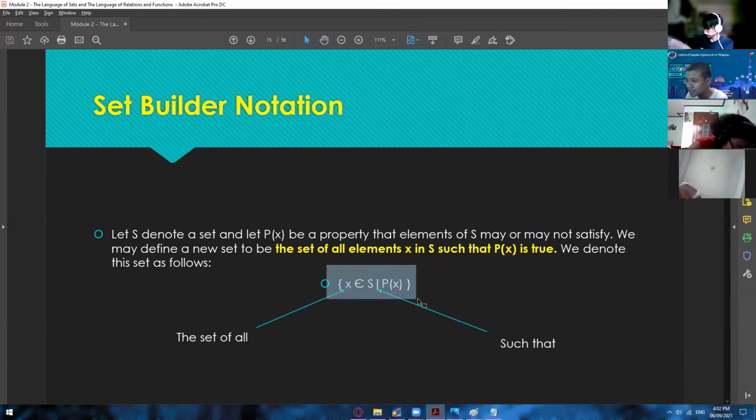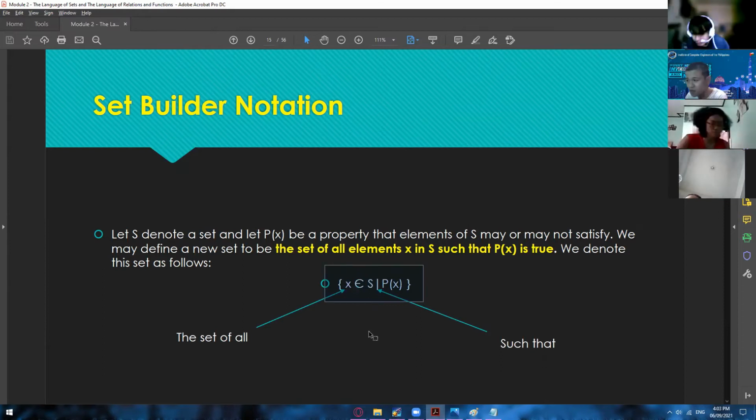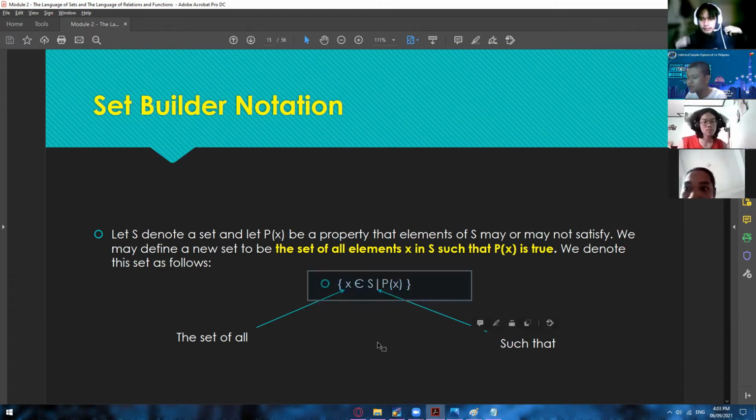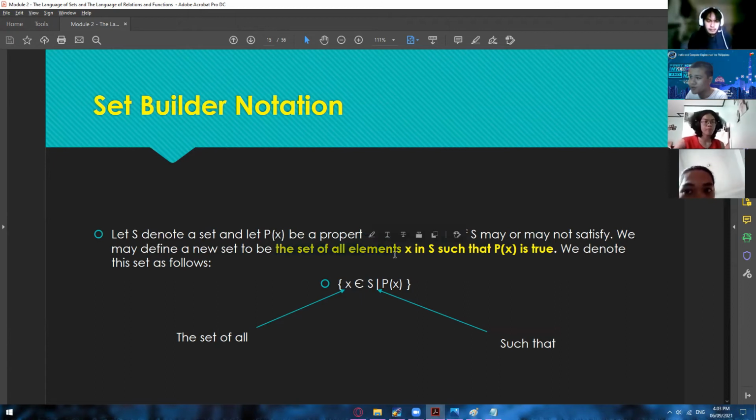Okay, so this is the denotation, or how we read a certain set in set builder notation, in a shorter way. We have the curly bracket itself, and then this X, meaning it is the set of all X, element of S, such that P of X. This one is quite confusing at first, but we read it as the set of all elements X in S such that P of X is true.